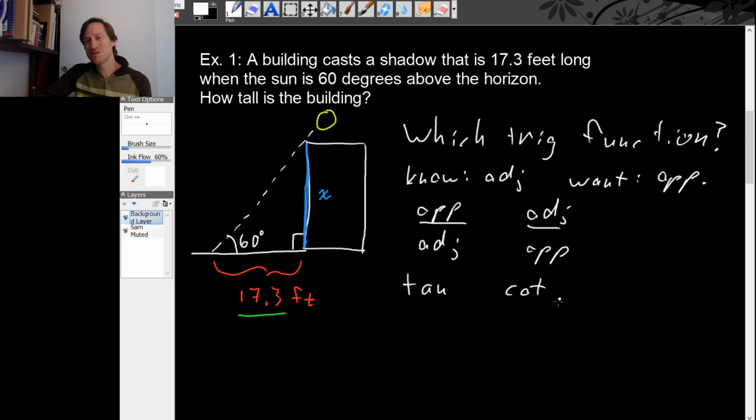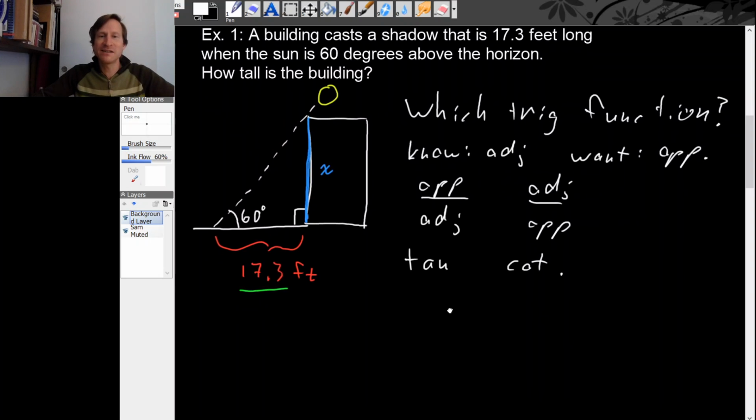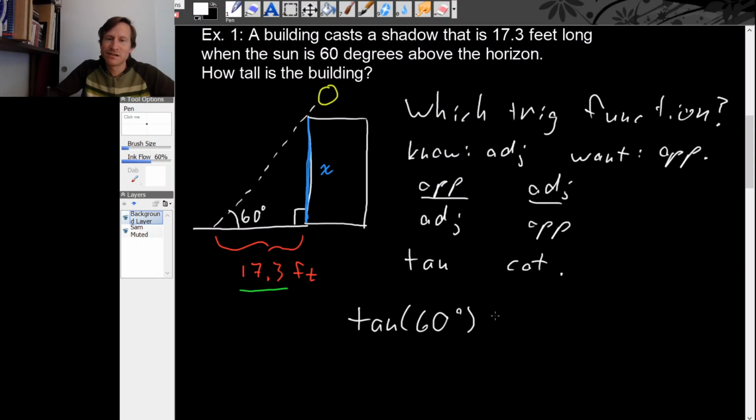Secant, cosecant, and cotangent, you really only use those if you have to. Sine, cosine, and tangent are more convenient, usually. All right, so now we have a plan. We're going to use tangent to relate all of these quantities. So this triangle is telling us that tangent of 60 degrees is the opposite side, which is x, over the adjacent side, which is 17.3 feet.